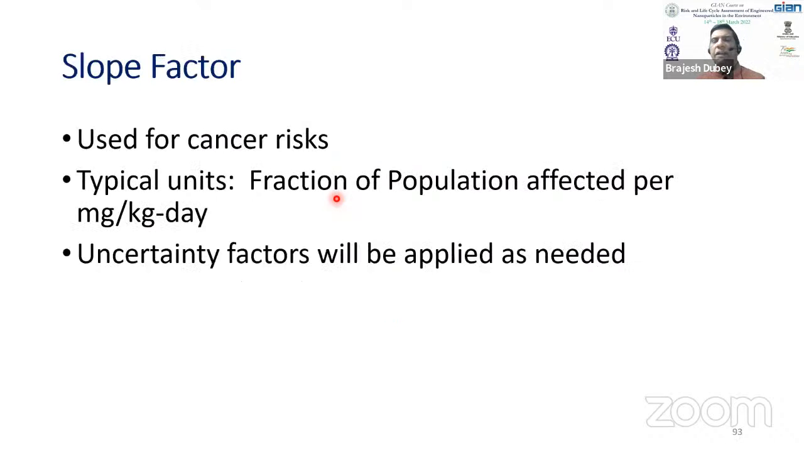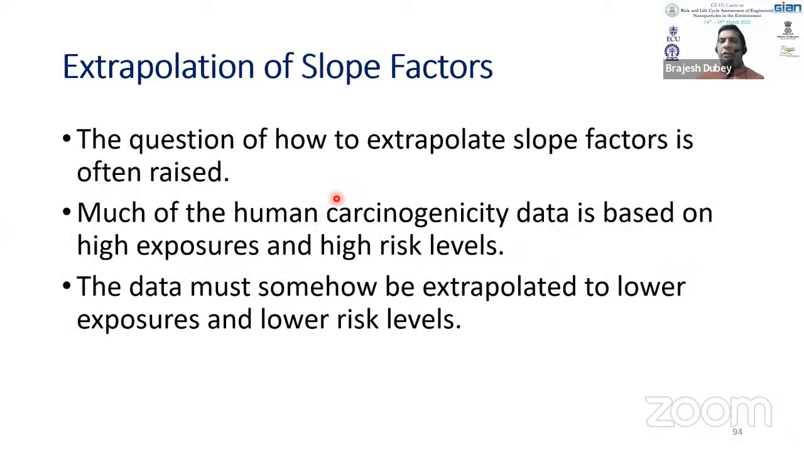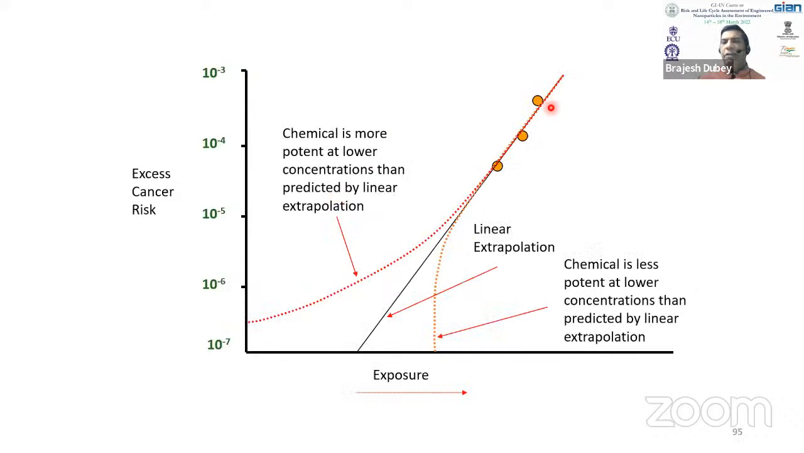Slope factor is for the cancer risk, where we look at the fraction of the population affected per milligram per kilogram per day. And here also it is 1 in a million. So how do you extrapolate the slope factor? Much of the human carcinogen data is based on high exposure, high risk, as you saw. How can we take this and extrapolate it to the lower concentration? If we want about 1 in a million, we can draw the line here, so the exposure level should be this. Or if it goes up to this point, then the exposure level is somewhere over there.